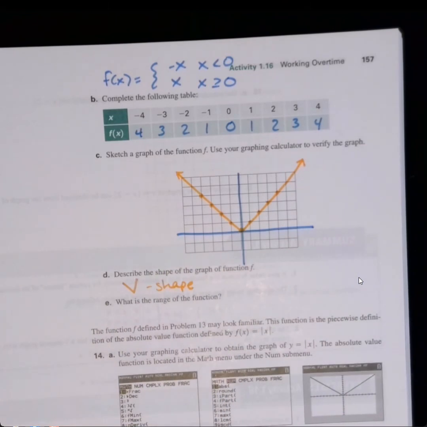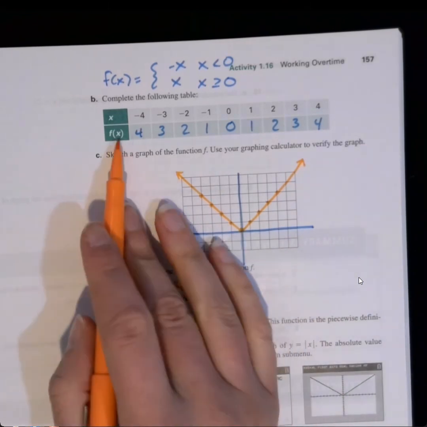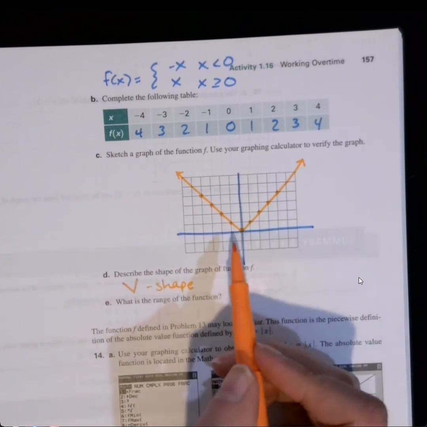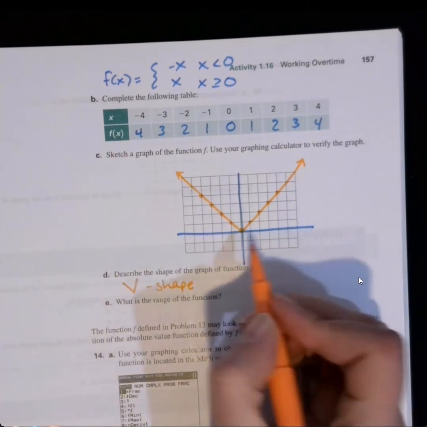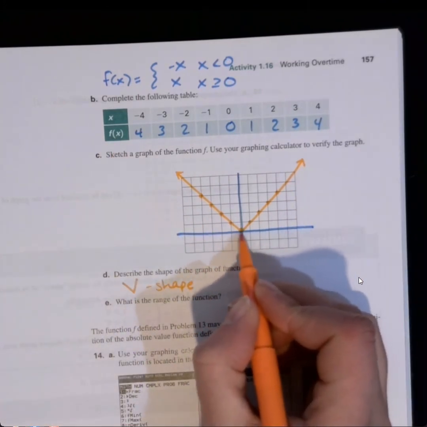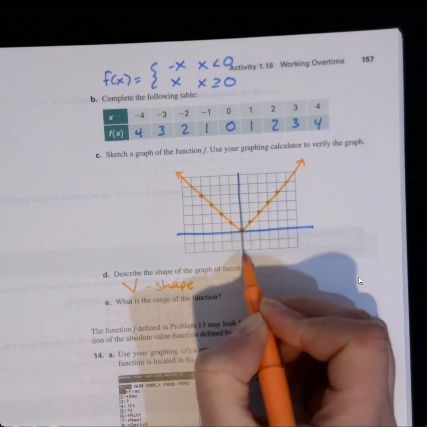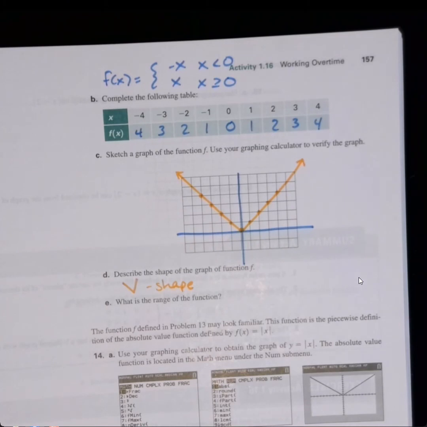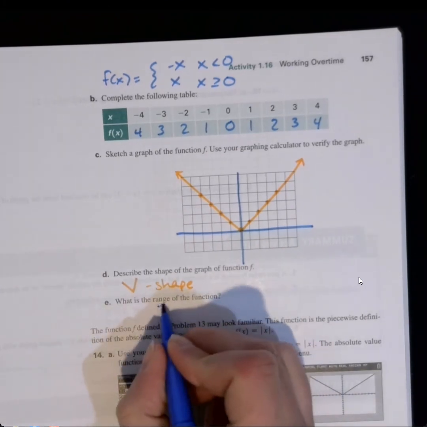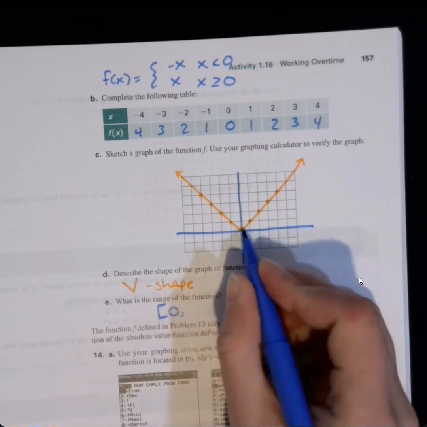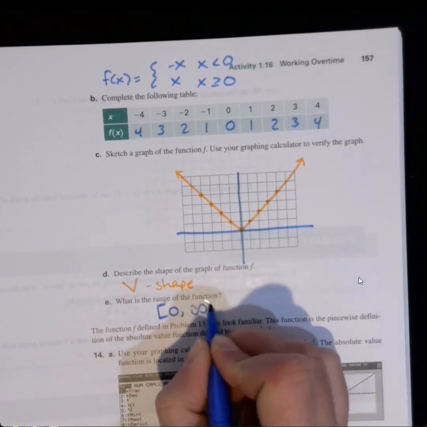Okay, what is the range? Range is outputs. We have 0 being the lowest output. There are no negative outputs. 0 is the lowest output. And then the outputs go up to infinity. So we would bracket include the 0 because we do hit it. We would go up to infinity.